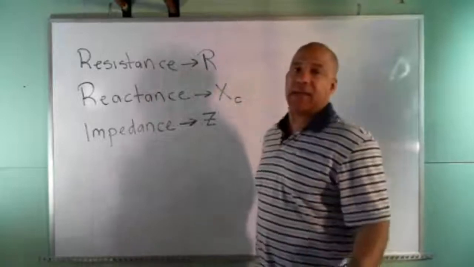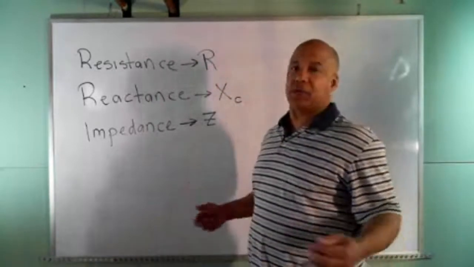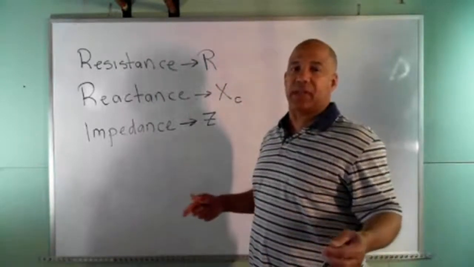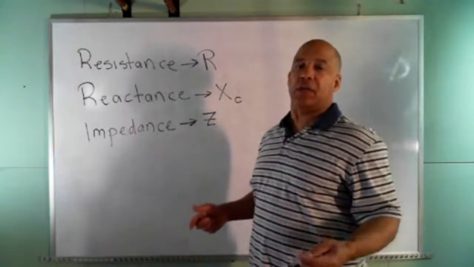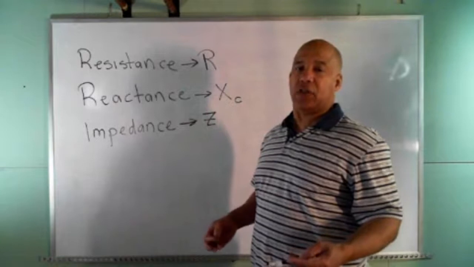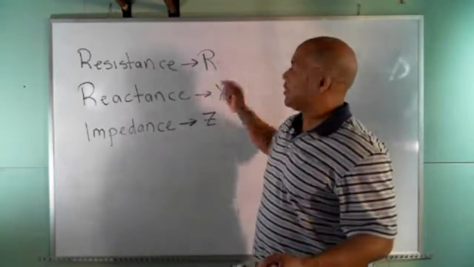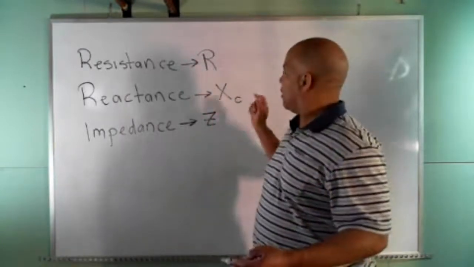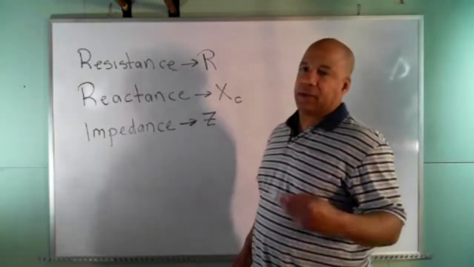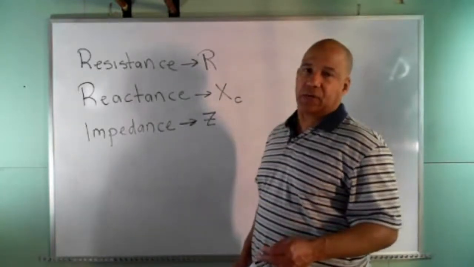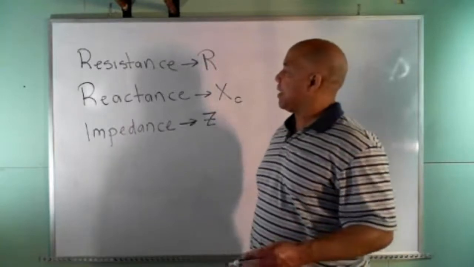I also mentioned that any kind of opposition, whether it's resistance, reactance, impedance, whether it's AC or DC, the unit would be ohms. The unit of measurement is ohms. So resistance has units of ohms, reactance is ohms, and the combination of R and X, impedance, is ohms also. And so we talked about that.